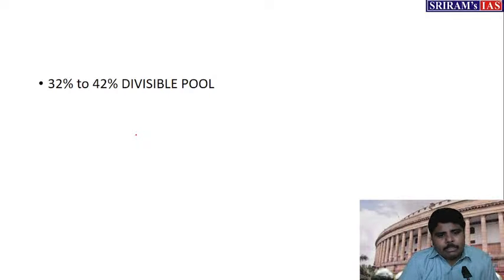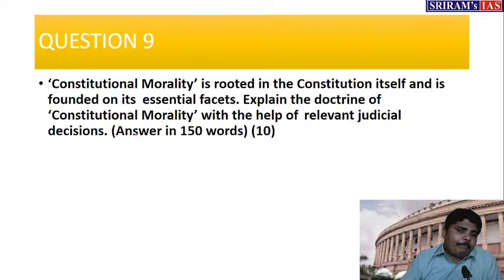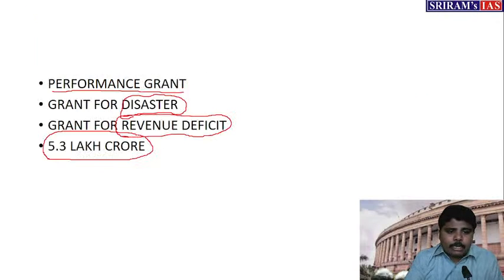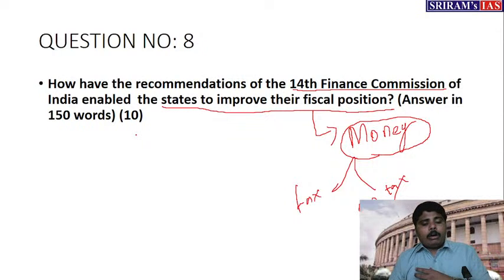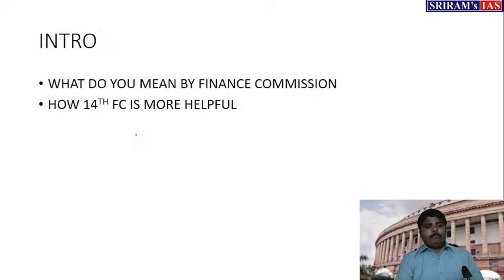So this time there is a remarkable increase in the tax being divided to the states in case of India. These inputs are sufficient to answer the question: how or what recommendations of the 14th Finance Commission have enabled the states to improve their fiscal position. So this input is pretty well clear.